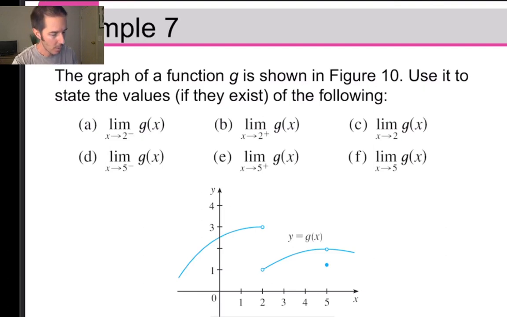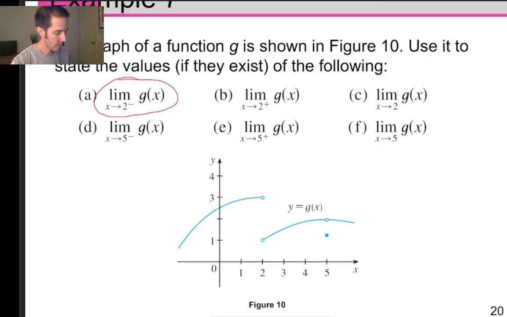Okay, so part A says the limit of g of x as x approaches 2 from the left, from the negative side. One of the ways that I like to envision this is if there was a person on here and they're approaching an x value of 2, right? Here's my x value of 2, and they're approaching it from the left. What elevation are they approaching? At the moment, this person looks like they're at an elevation of about 2 or 2.1, and they're walking uphill, obviously.